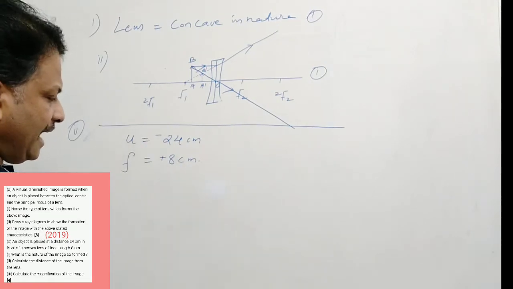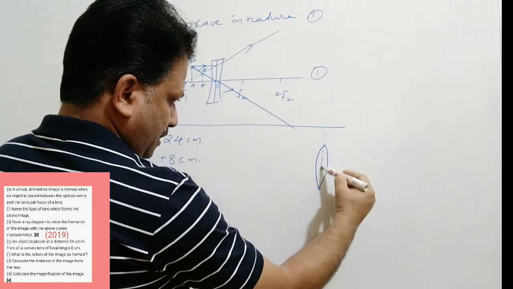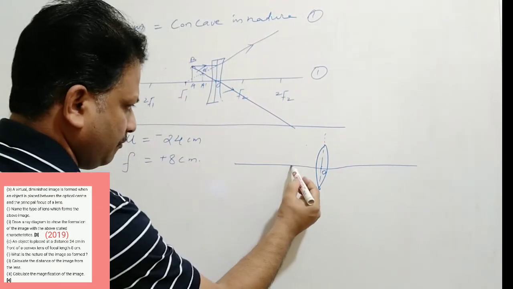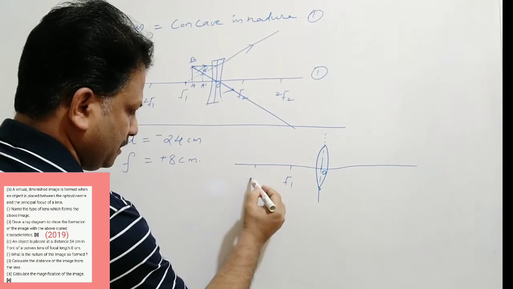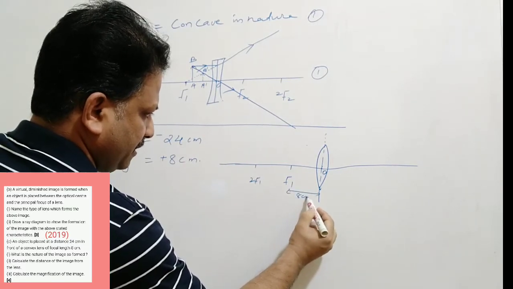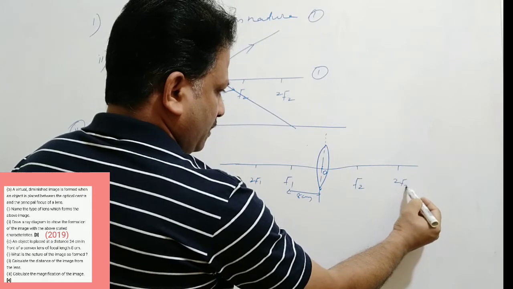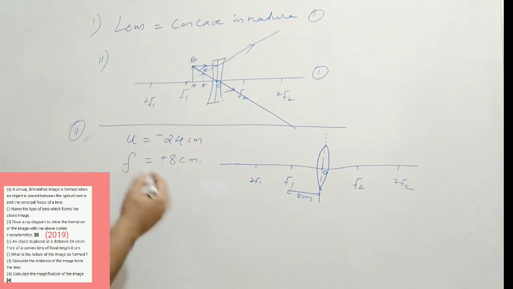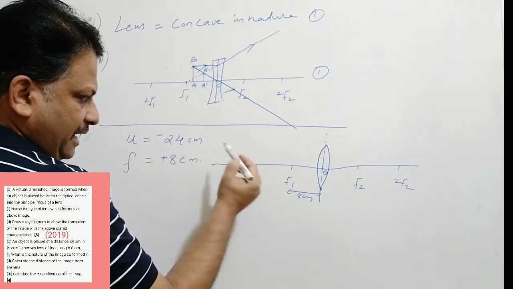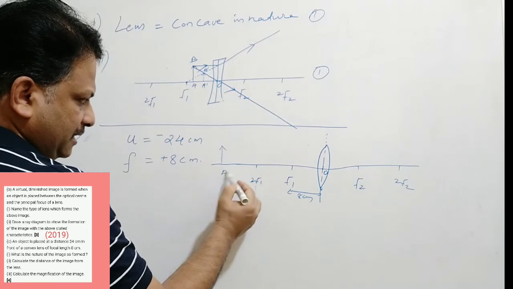Let us try to draw a ray diagram for this problem. Consider a convex lens, its optical center, principal axis, O, f1 at 8 centimeter, 2f1 at 16 centimeter. So the focal length is 8 centimeter. Clear? And f2 and 2f2 equidistant on the other side of the lens. So the object is placed at 24 centimeter. 2f1 is at 8, 16, distance is 16. So the object is definitely standing beyond 2f1, an object AB.